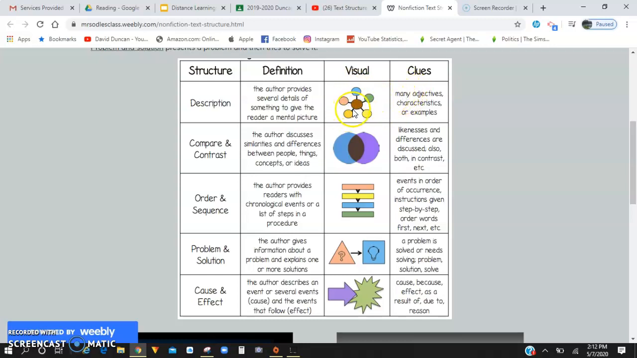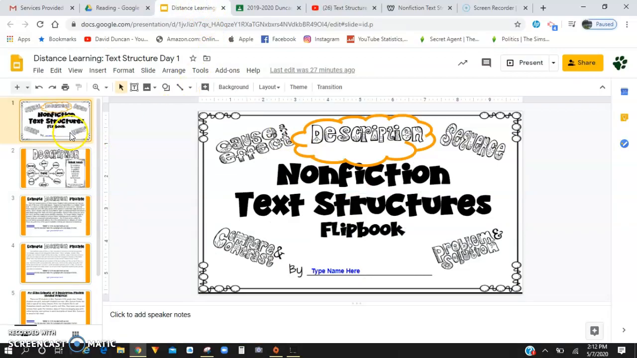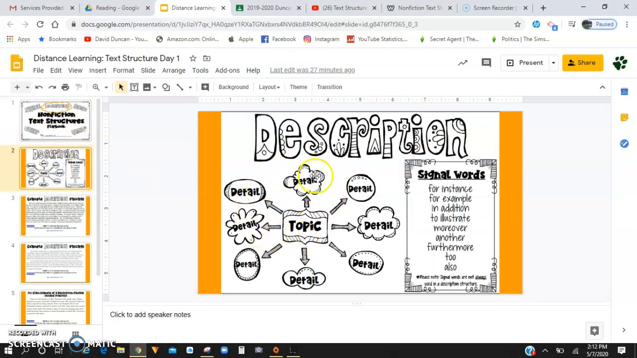And then clues that an author is using the description text structure is if they use a lot of adjectives, characteristics, and examples of the topic they're talking about. So for this text structure, again, this is another visual. Here's our topic and all the details supporting or additional information about the topic. Some signal words that we may find in a description text structure are, for instance, for example, in addition, to illustrate, moreover, another, furthermore, to, also.